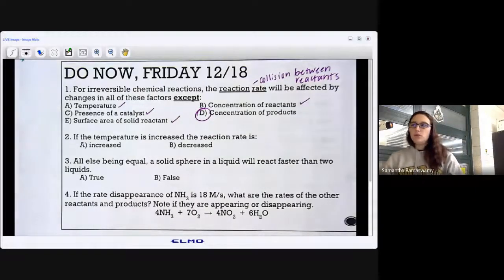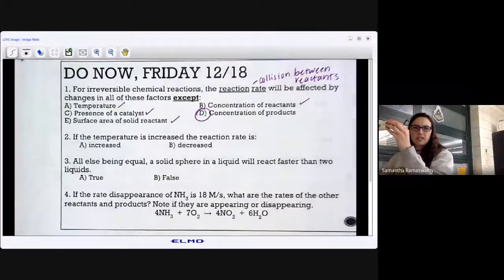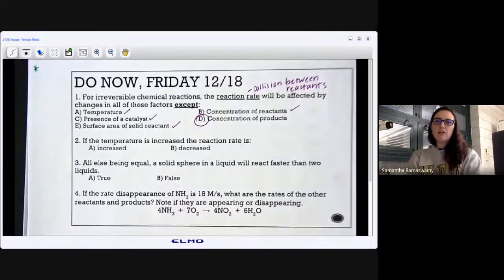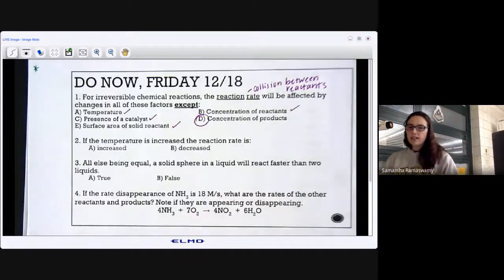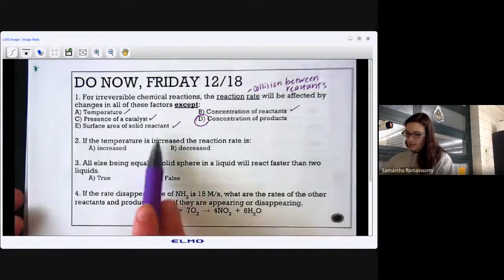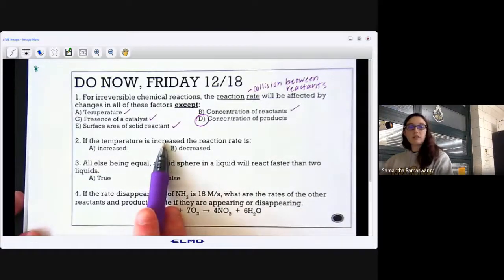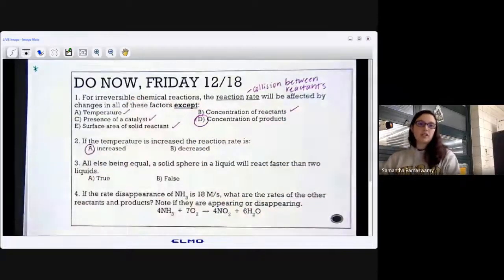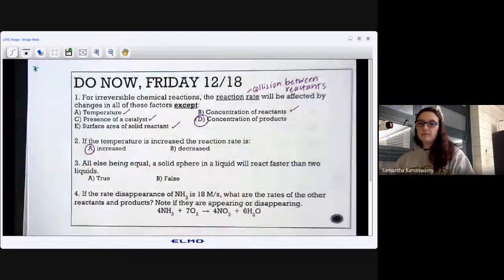For number 2, if the temperature is increased, the reaction rate is, so as we increase temperature, if we think about it in terms of collisions, you increase temperature, you increase the motion and the energy of the particles, you increase the number of collisions, so you increase the reaction rate.